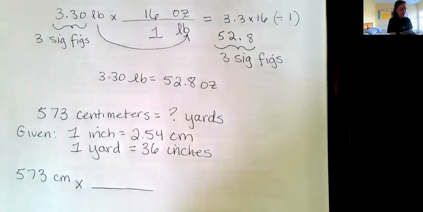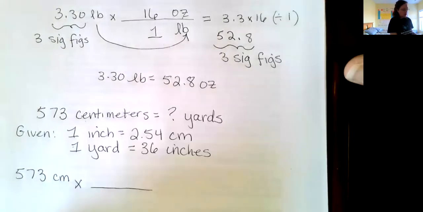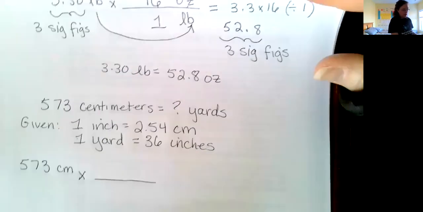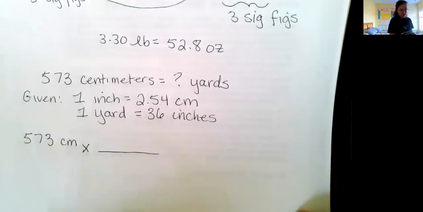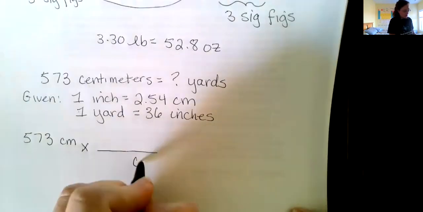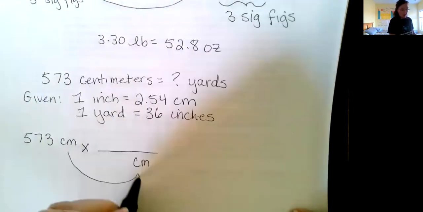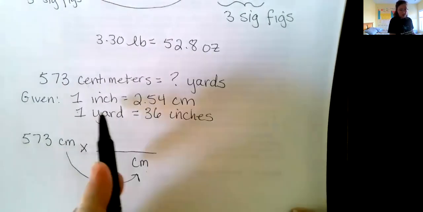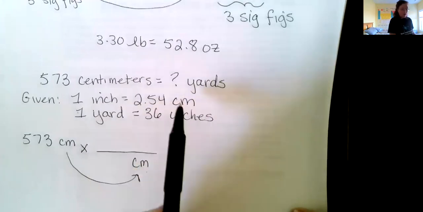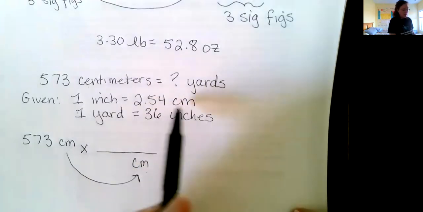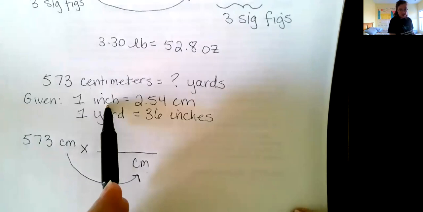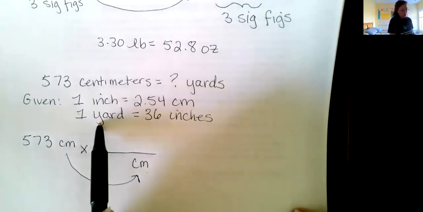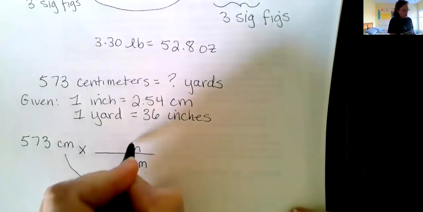The centimeters needs to go on the bottom of the next fraction. This unit comes down here. I don't have a way to go directly into yards. I do, however, have a friend in common. Centimeter is buddies with inches, and inches are buddies with yard. So let's go into inches first.